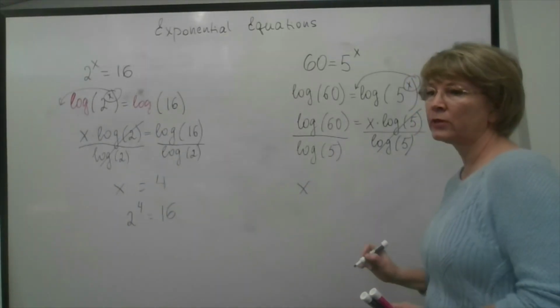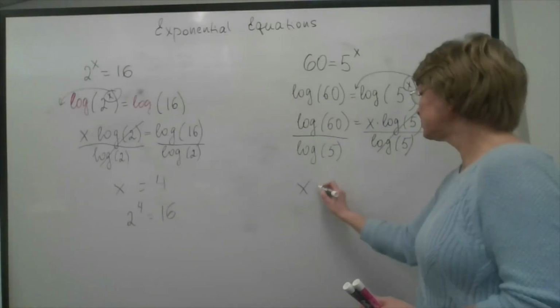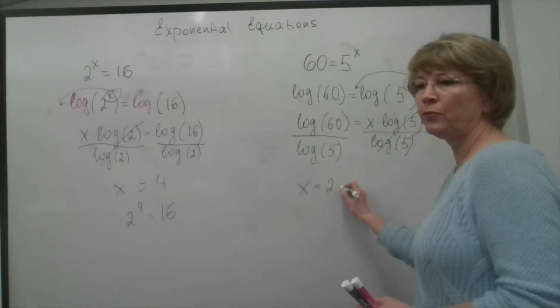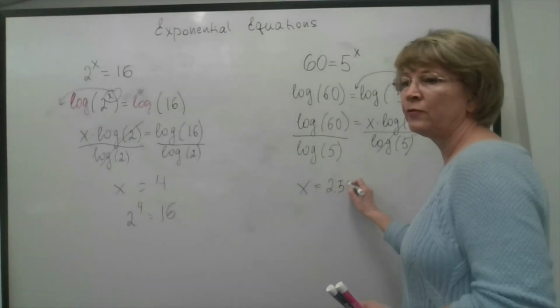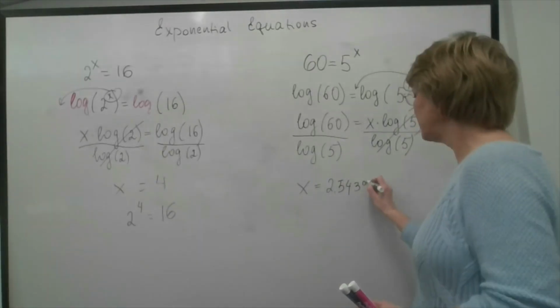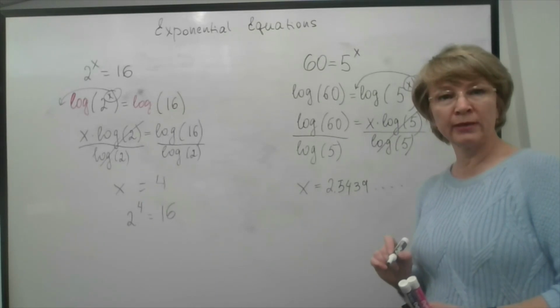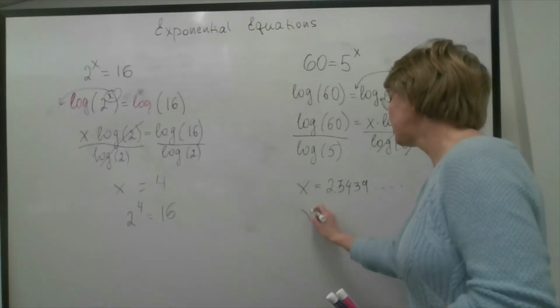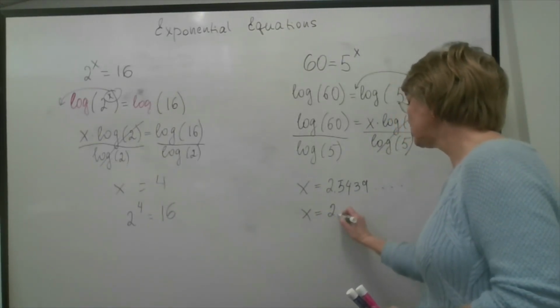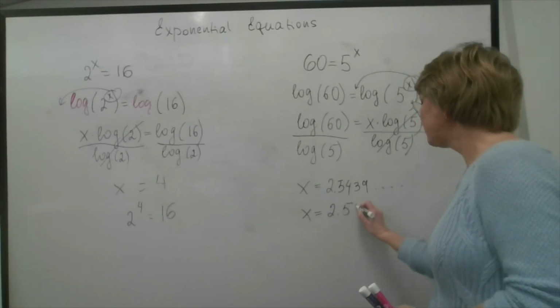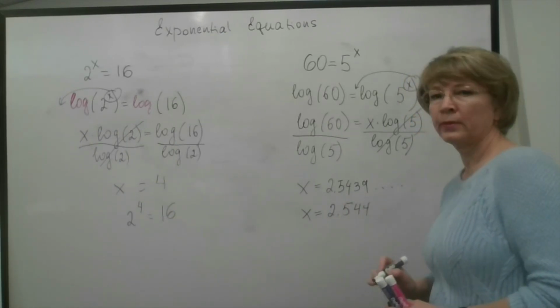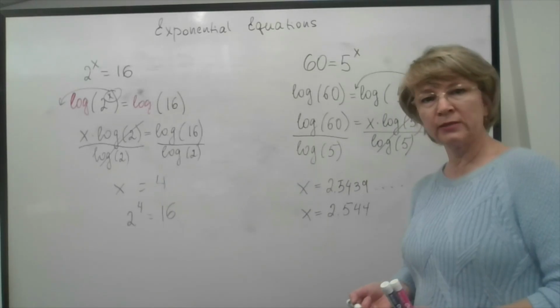Now you will calculate, and your answer will be 2.5439 and so on. I want you to round all your answers to 3 decimal places. So it will be 2.544. And again, you can check your answer.